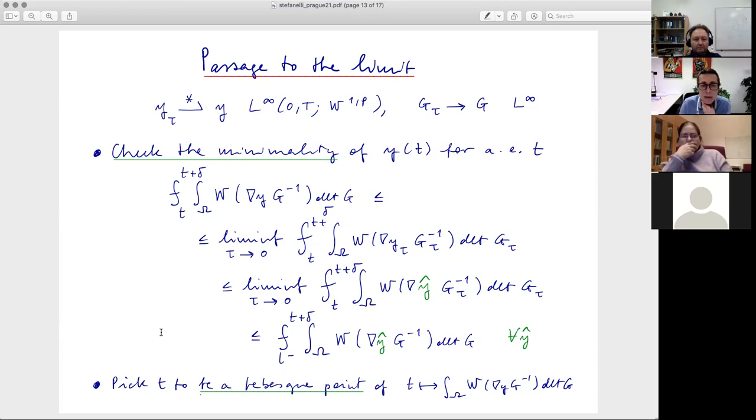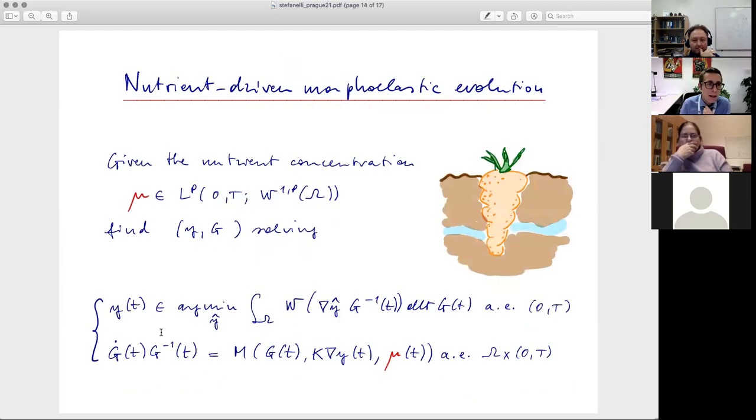Okay, so now based on this existence result, we are moving a little bit forward. And we're looking at a slightly more complex problem where we also have a nutrient driving this evolution. So this would be the nutrient-driven morphoelastic evolution. So the carrot is somewhere, and it's fed by this water, maybe, or this nutrient that you see there.